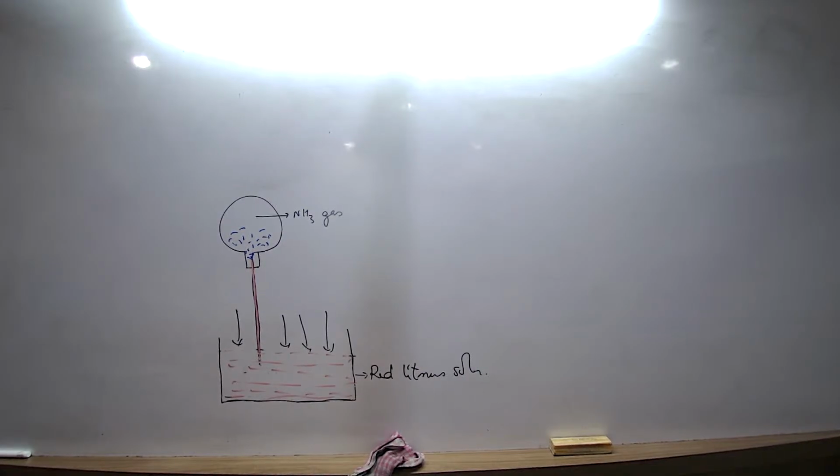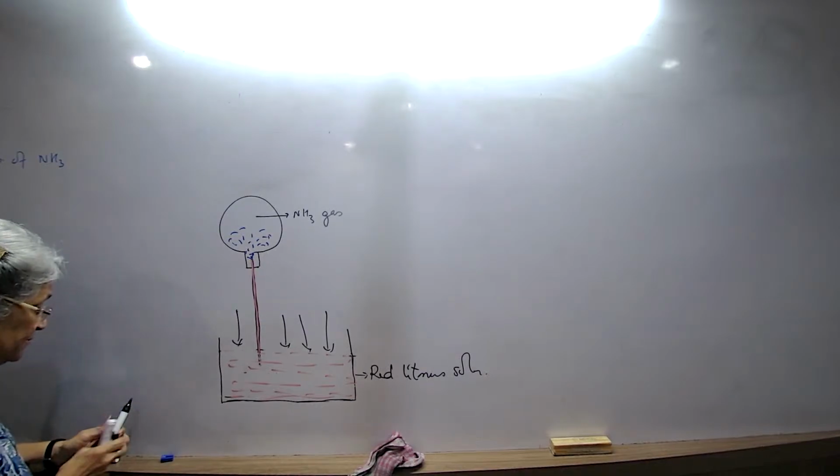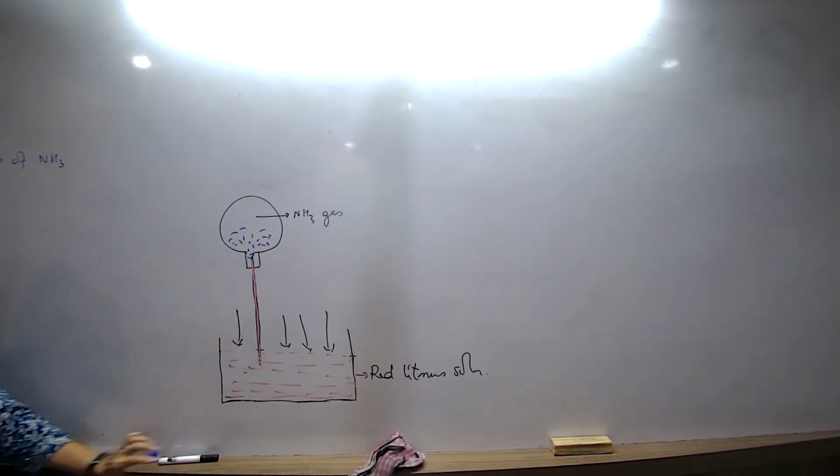Now we come to the next one. Chemical properties of ammonia. First one, ammonia does not support combustion, but it burns in oxygen. Okay? But here it is written that it is neither combustible nor a good supporter of combustion. It doesn't catch fire alone. It gets oxidized in the presence of oxygen.